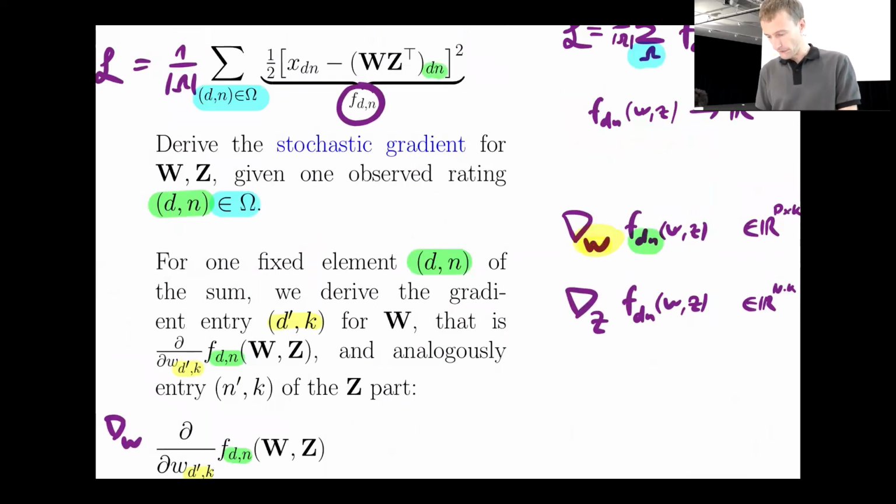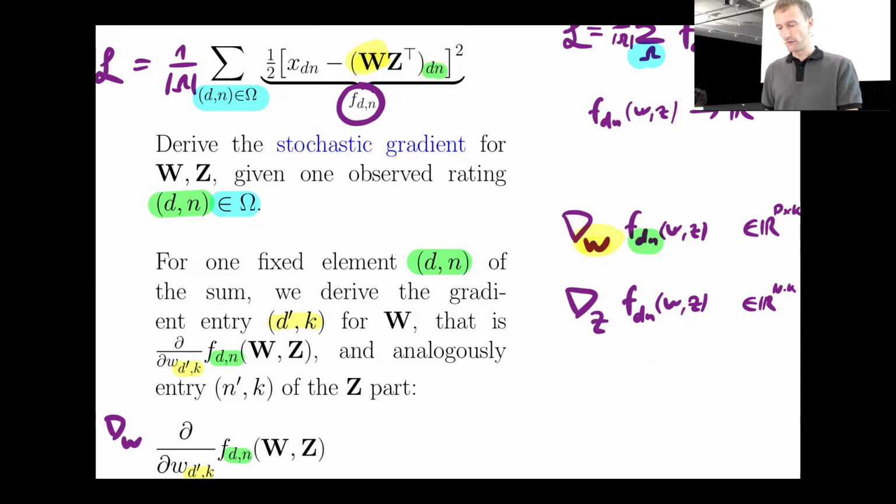So now we ask about the D prime K's entry of W, and you can imagine where that is, right? It's somewhere in this matrix. There is a row. The row is D prime, right? And we're asking how is that row influencing this loss? And the answer is it does not influence it at all, except if the row is actually the one we ask about, D.